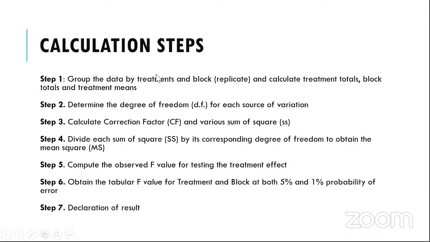So first step is you need to calculate the treatment total, block total, and treatment mean. Then you need to determine the degree of freedom. Then you need to calculate the correction factor and sum of square. Then mean square. Then you can compute the F value, dividing the treatment mean square by error mean square. Then you can obtain the tabular F value, and you can declare the result. So these are the 7 steps. Let's understand each step one by one.